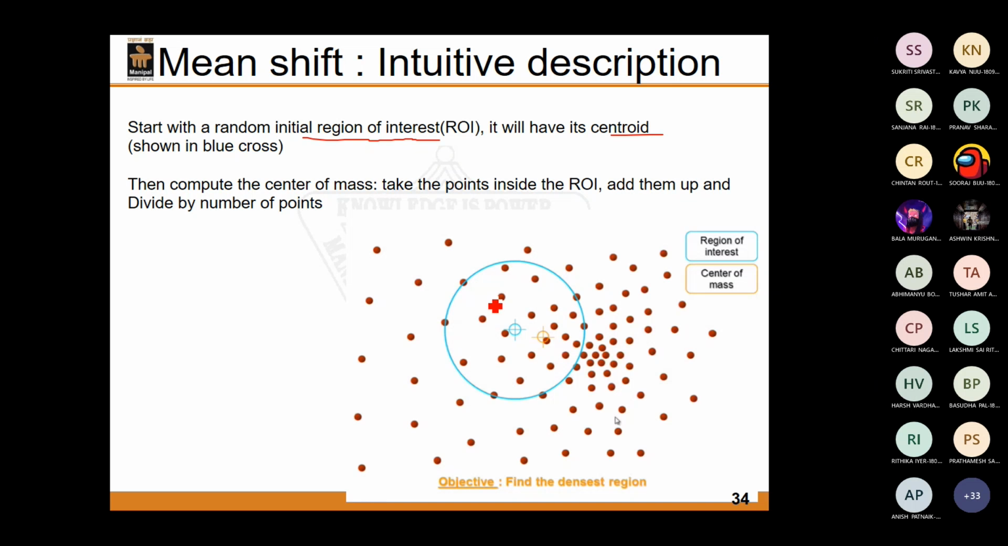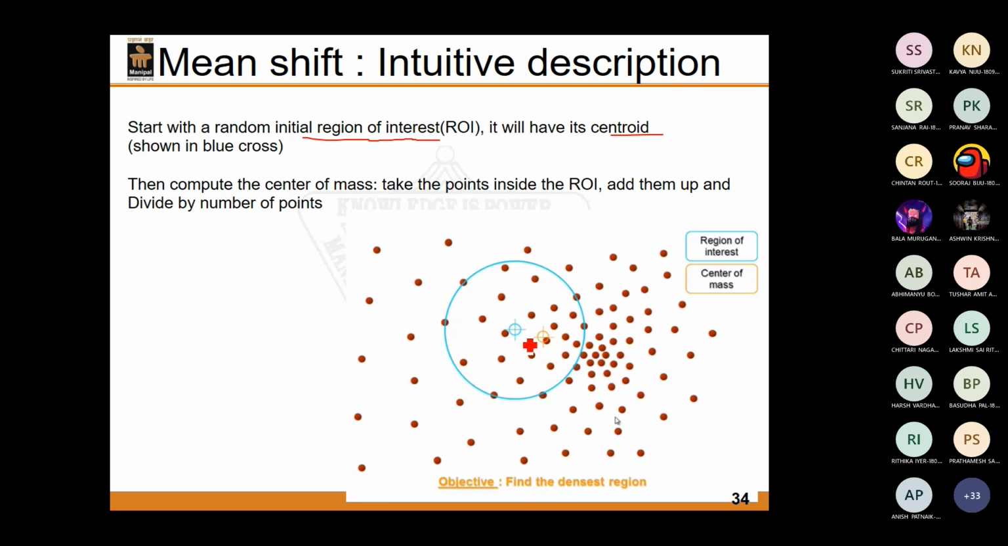What happens is that when we are calculating the center of mass, it will definitely move towards the region where it is denser, or where the data points are more crowded. So in this particular example, this orange color over here represents the center of mass for the circular region of interest which we have considered.